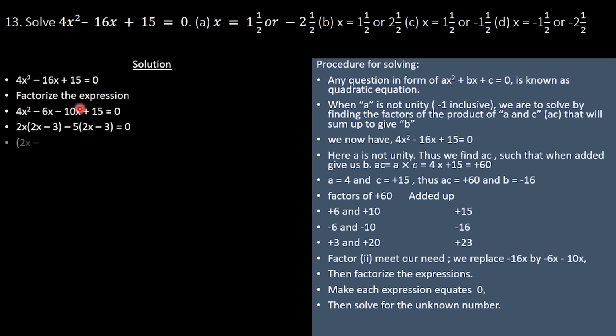What is common here? We have 2x minus 3 in common. These terms divided by 2x minus 3, we have 2x remain. These terms also divided by 2x minus 3, we have minus 5 remain.